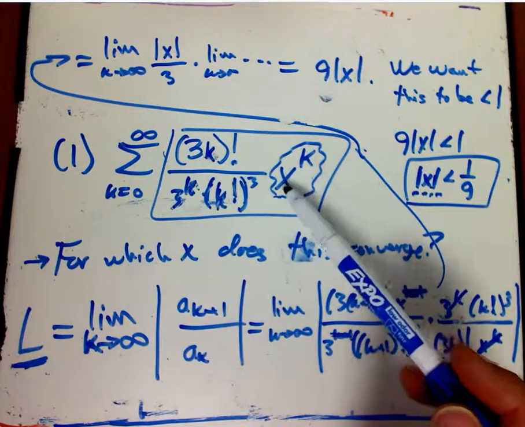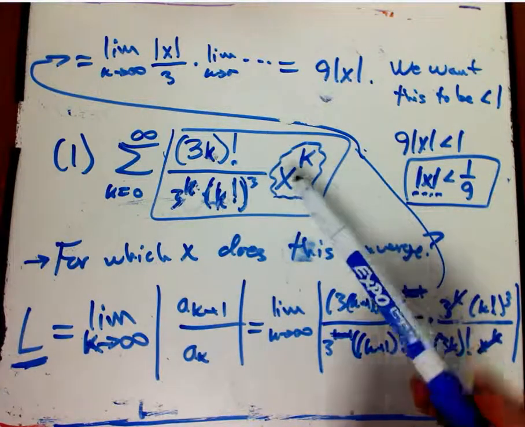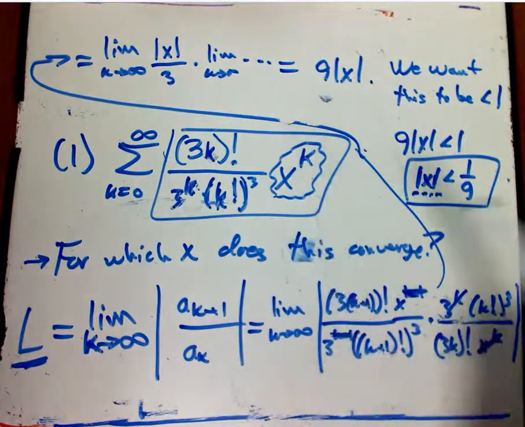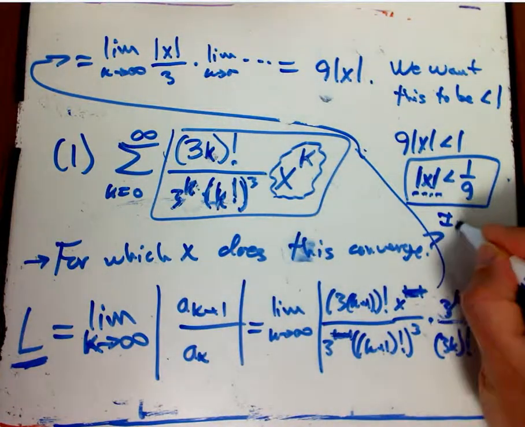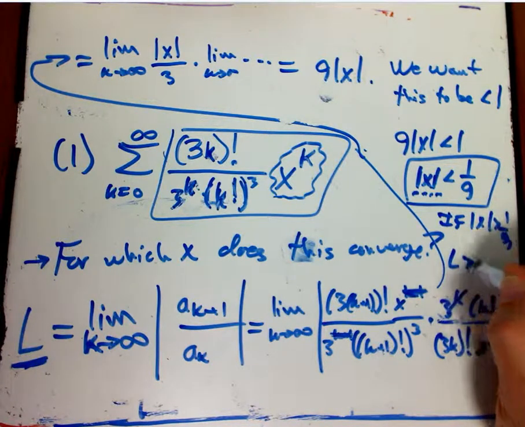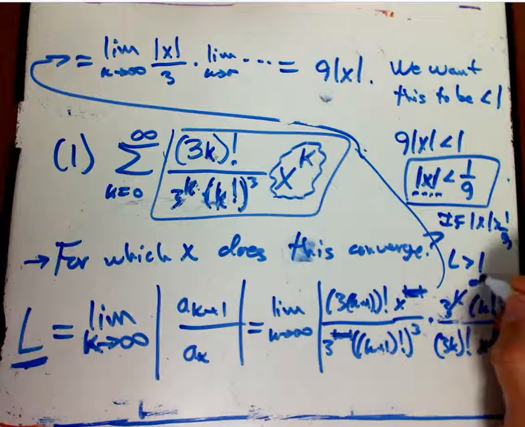It's not trying to converge just because of alternating signs. Notice that when x is negative, this suddenly does become an alternating series. Now if absolute value of x is greater than 1/9, then L is greater than 1 and it diverges.